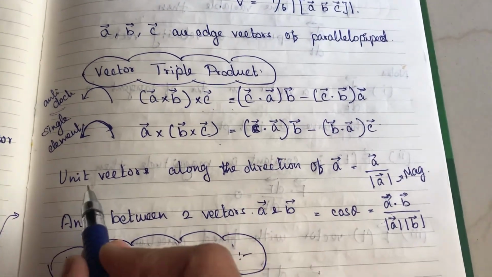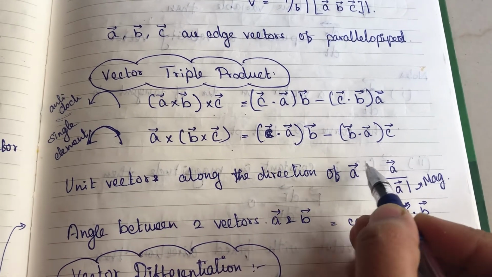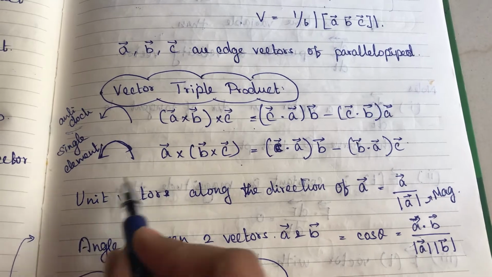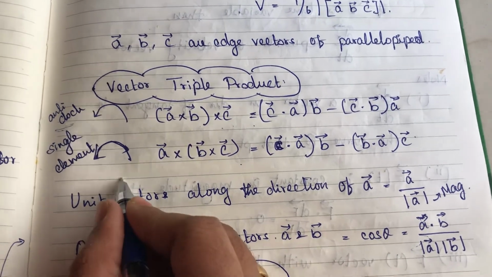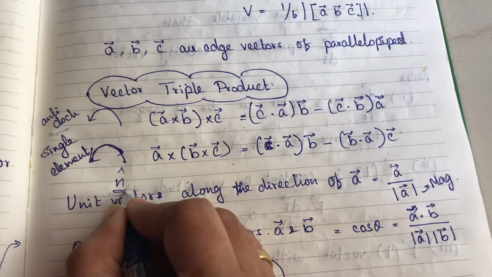Okay, unit vector along the direction of A vector, so there is a point here. Unit vector is nothing but n cap, right? This is nothing but the n cap.